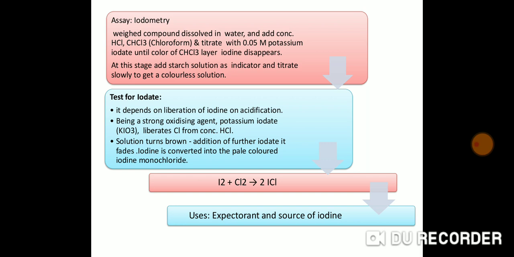Uses: it is used as an expectorant. Potassium iodide is also used as a source of iodine.